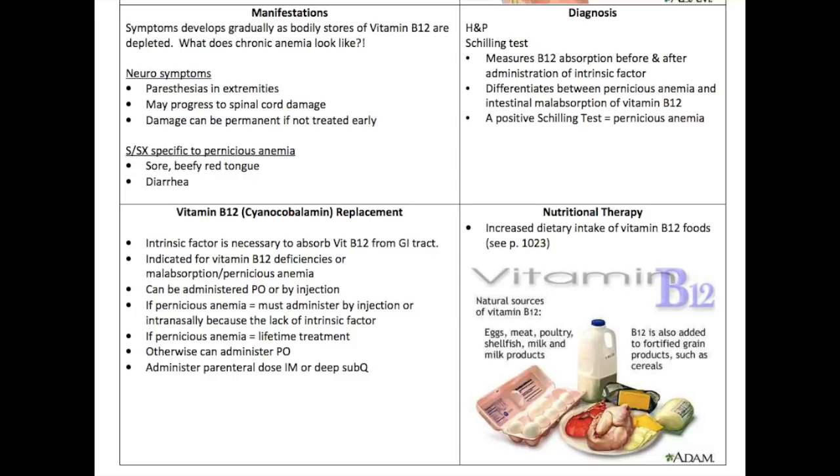So if you do have pernicious anemia, then simply improving your diet or taking a B12 supplement is not going to work to give you B12. So you'll have to take lifelong injections of the intrinsic factor.